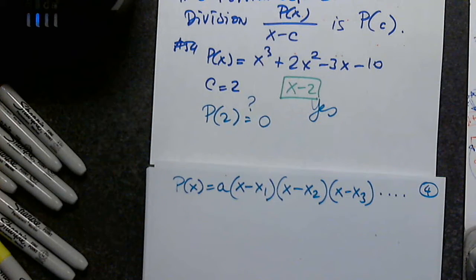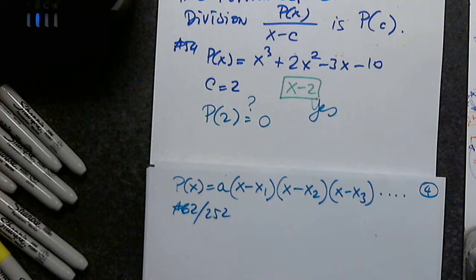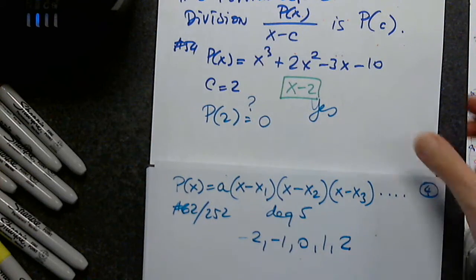And here's a problem. On the same page, 252, find the polynomial of the specified degree that has the given zeros. Zeros or x-intercepts or solutions, they all mean the same, right? Okay, so let's say 62 on page 252. We're given degree 5. The zeros are -2, -1, 0, 1, and 2. They're asking us to make up a polynomial.